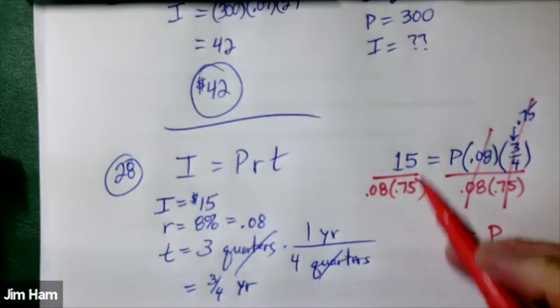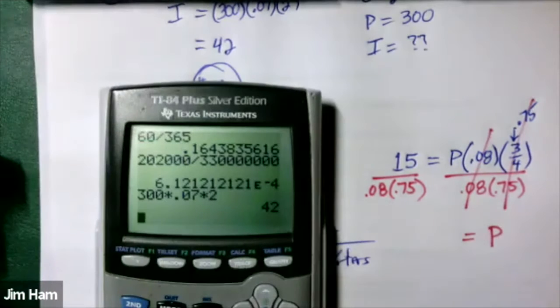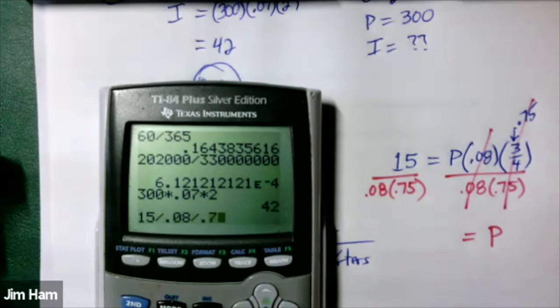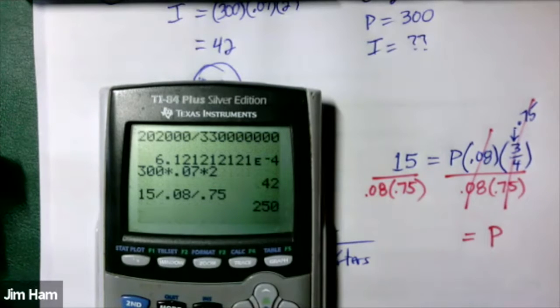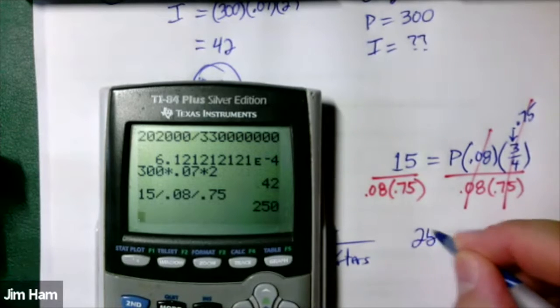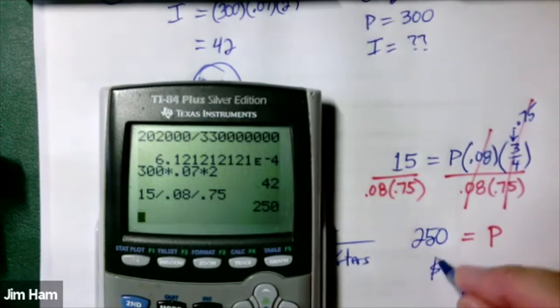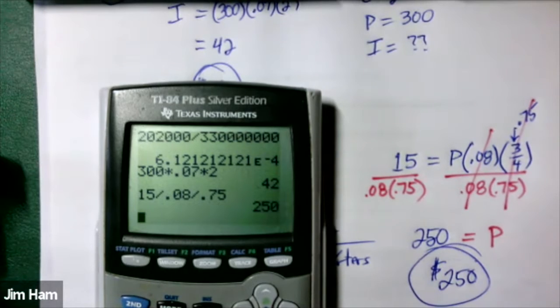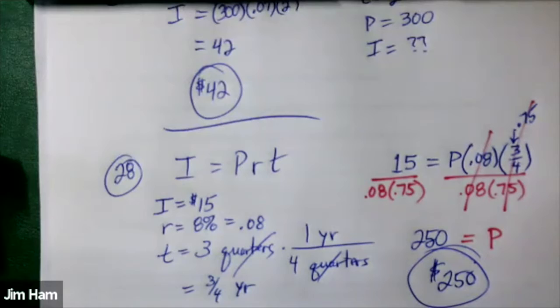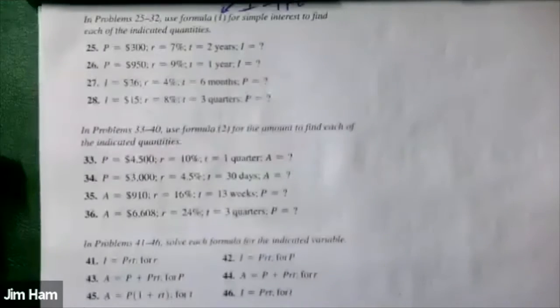And so you get P equals, and then for the rest of this, just get your calculator out. 15 divided by 0.08, also divided by 0.75. And it turns out that it's 250. So we would attach the unit to it, circle it, say there's our answer. So if you invested or borrowed $250 for 9 months, 3/4 at 8% interest, you'd have to pay back $15, or you'd have to be paid $15, depending upon whether you're the borrower or the lender. All right, so solving some algebraic equations.